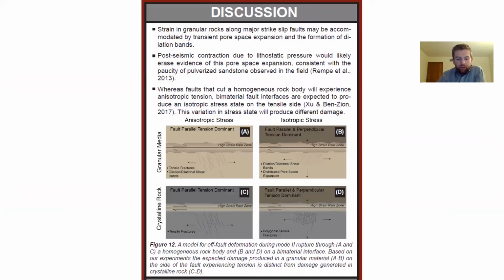Our results suggest that dynamic tensile loading along bimaterial fault interfaces may produce dilation bands and distributed pore space expansion in granular rocks and tensile fragmentation with no preferred orientation in crystalline rocks. However, post-seismic contraction due to lithostatic pressure would likely erase evidence of dynamic isotropic tensile loading in granular media, which could explain why we do not see widespread pulverized zones in granular materials in the field.